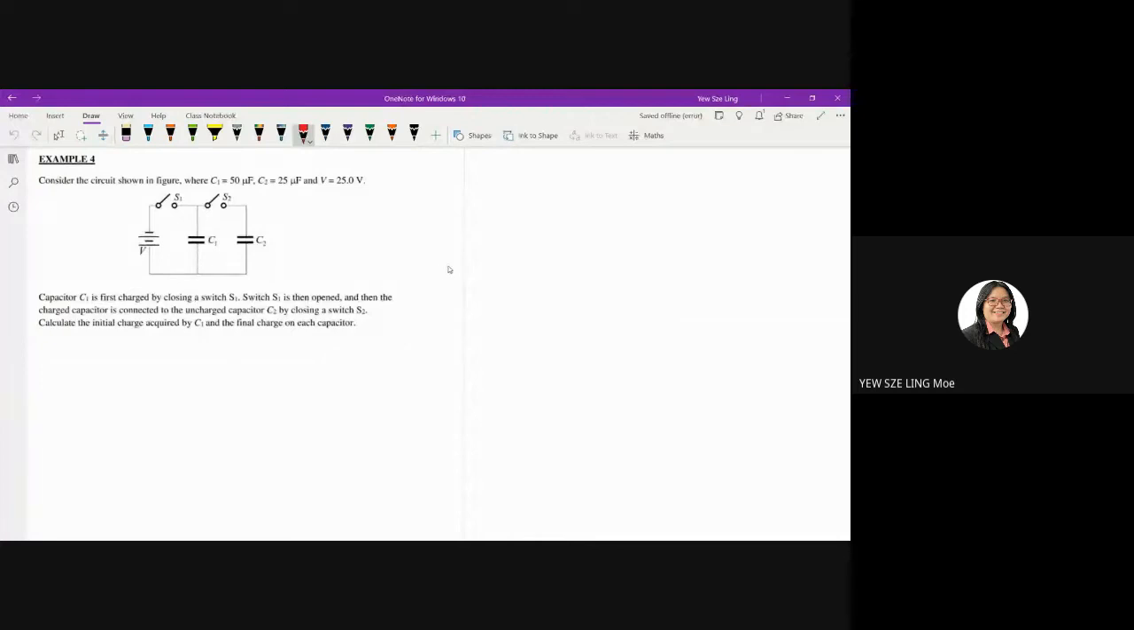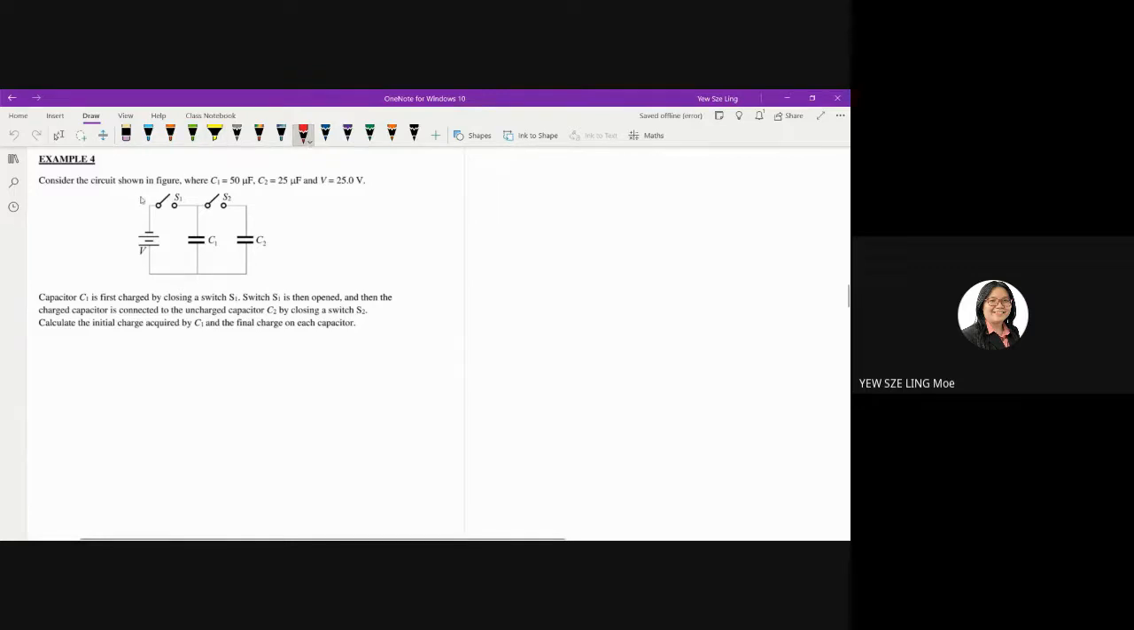Okay, example 4. Examples 4, 5, and 6 are about charging and discharging. We're going to see what happens when you charge up a capacitor and what happens when you discharge it, when you use up the charge, the energy that is being stored in the capacitor.